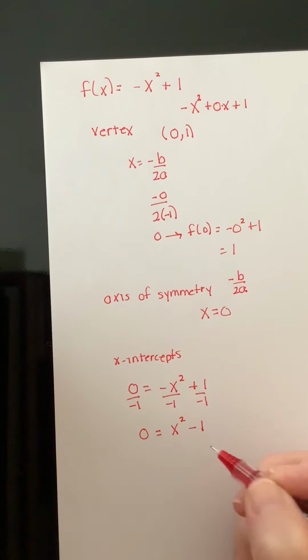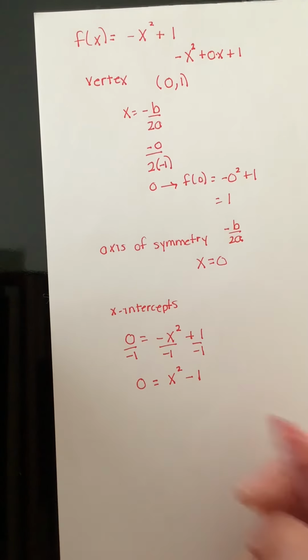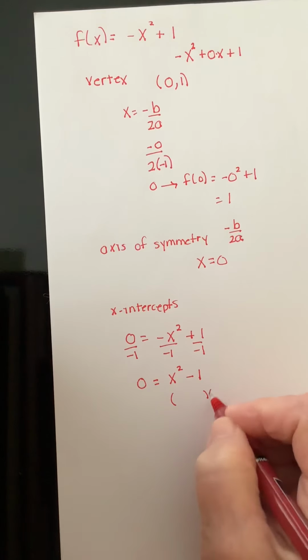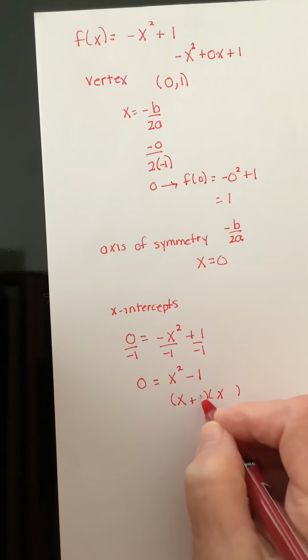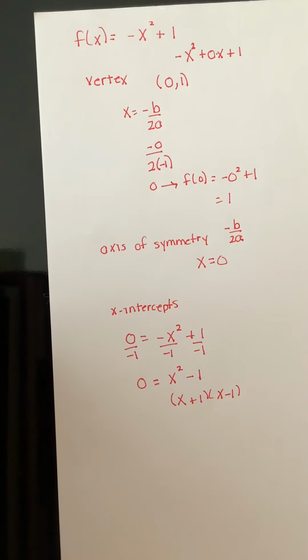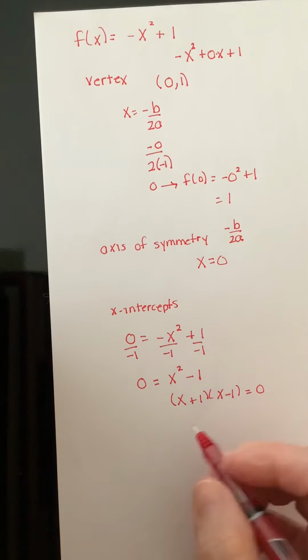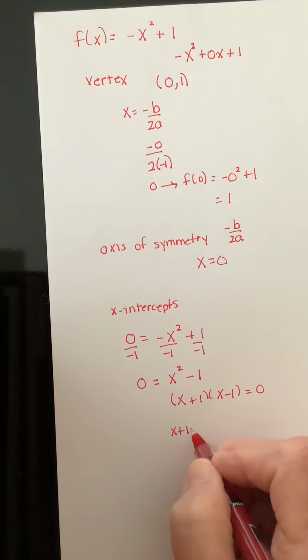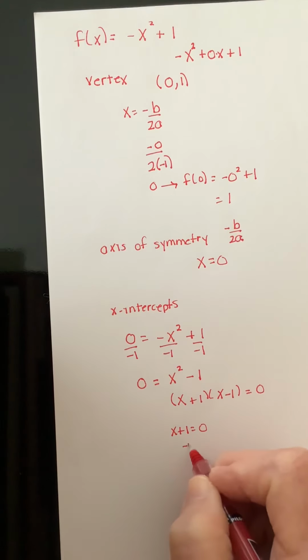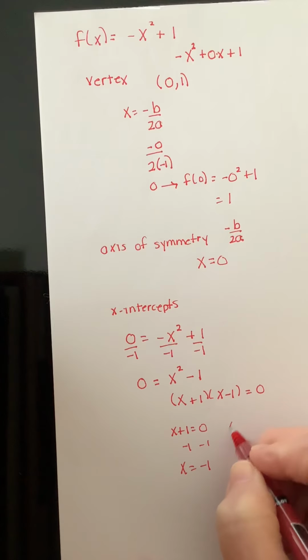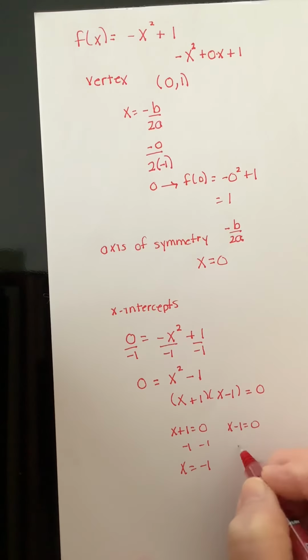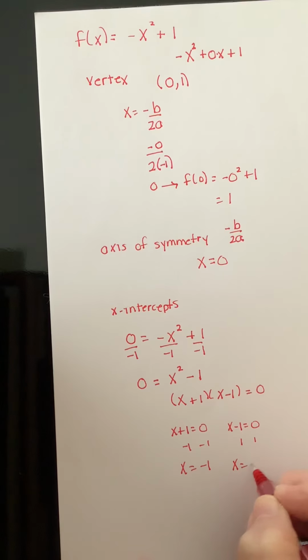Okay, this is the difference of two perfect squares. You were told you were going to see this repeatedly. To get x squared, it's x and x. To get a -1, it's a +1 and a -1. So I'm going to set x plus 1 equal to 0. Subtract 1, and I get x is equal to -1. I'm going to set x minus 1 equal to 0. Add 1, and I get x is equal to 1.